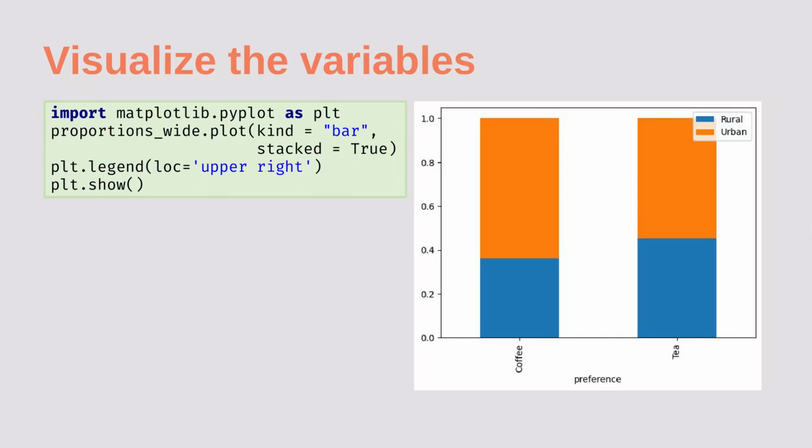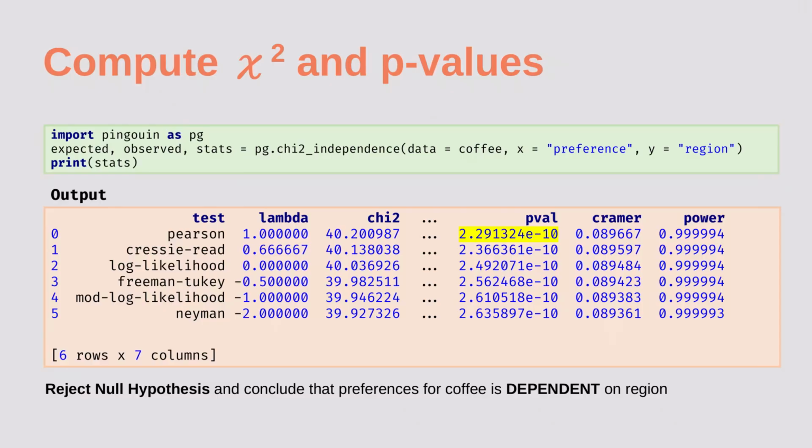This creates a stacked bar plot where each bar shows the breakdown of categories within a region, and the height of each section represents the proportion. This type of plot makes it easy to compare proportions visually between groups, helping us quickly spot differences in behavior or preferences.